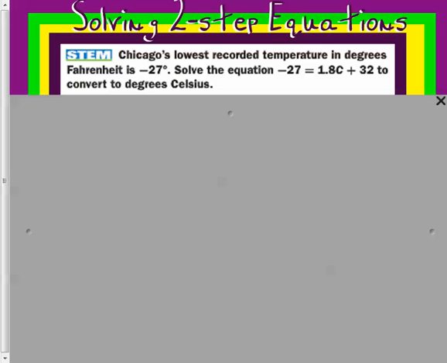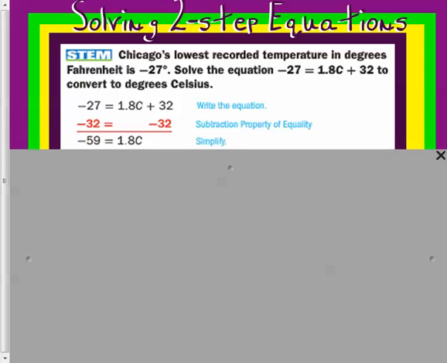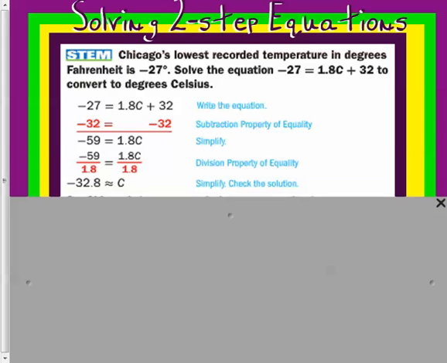Okay, so let's look at this one. Chicago's lowest recorded temperature in degrees Fahrenheit is negative 27. Solve the equation to convert from degrees Fahrenheit to degrees Celsius. What we need to do first is solve for C. So we're going to take the 32 away from both sides, and we're left with negative 59 equaling 1.8, or 1 8/10, times C. Now we divide by 1.8 and we get negative 32.8 equaling C.